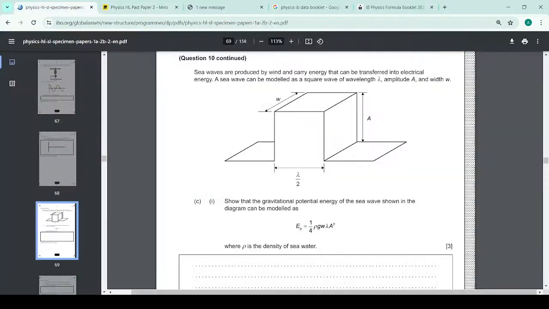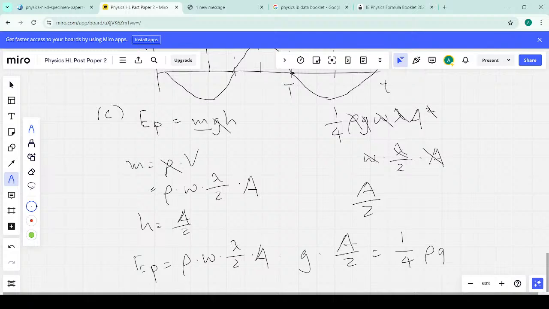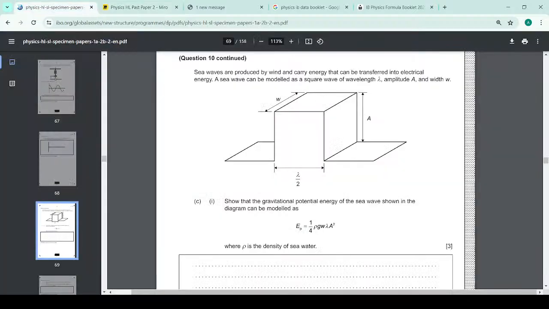Well, if the total height of the wave is A, then half the time it's going to be at the top, half the time it's at the bottom. Therefore, the average height is going to be A over 2. So therefore, H is A over 2. And then we can combine them all together to get rho W lambda over 2 times A times G times A over 2, which is 1/4 rho G W lambda A squared. So this question was pretty good because it shows how I would dissect a problem and think about it logically.